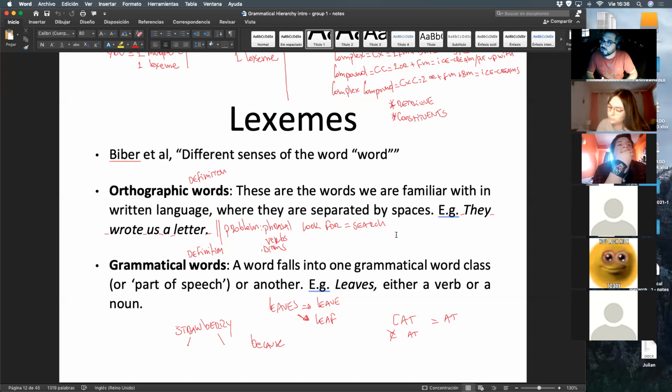This definition has a problem. The problem is what happens with fixed phrases or with constructions in which you have more than one word, but they refer to one idea. So for example, phrasal verbs.